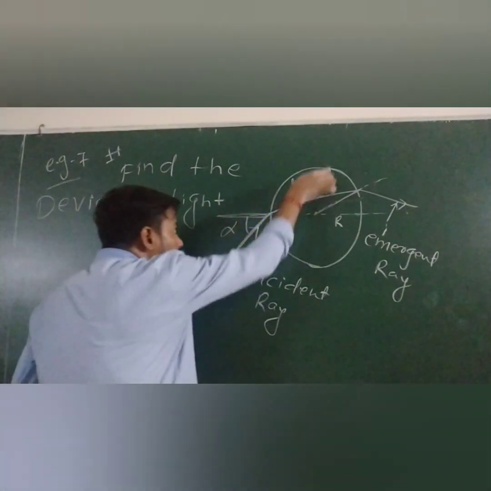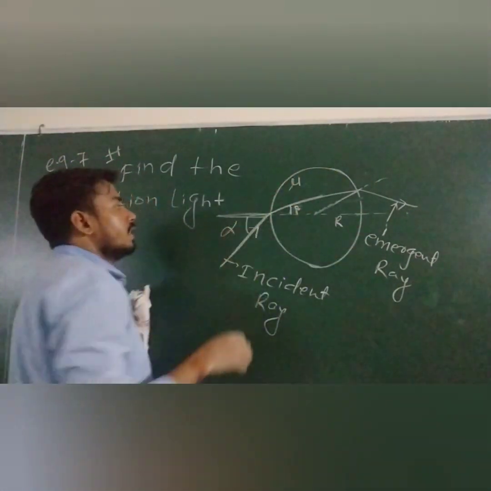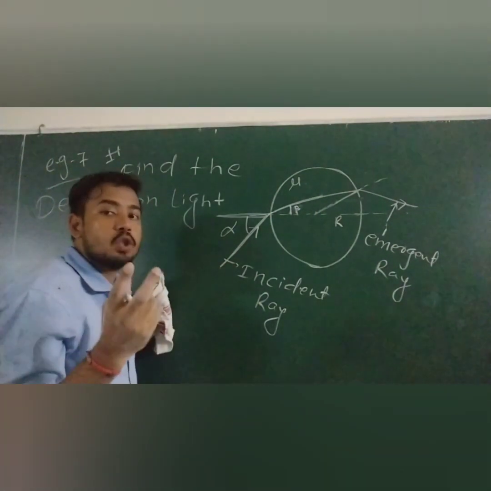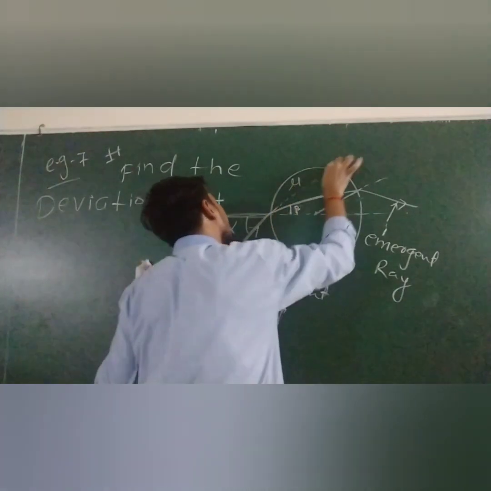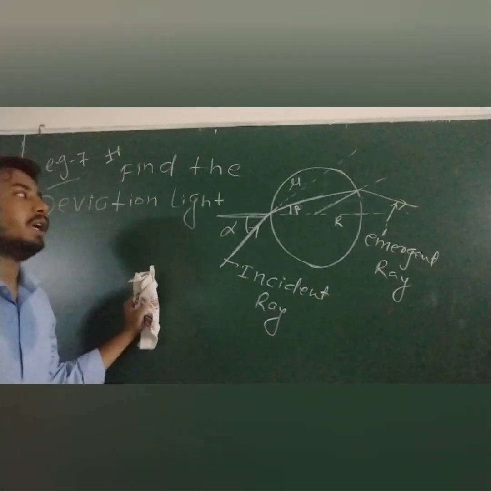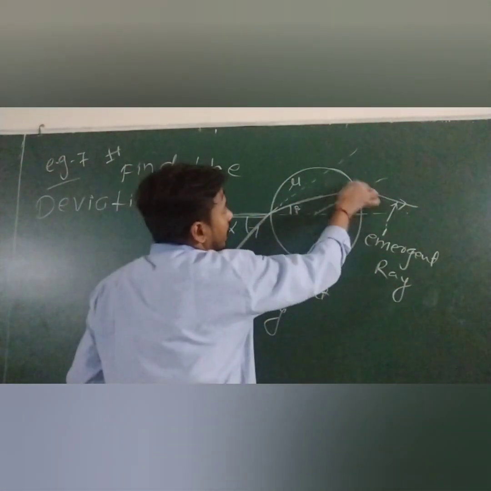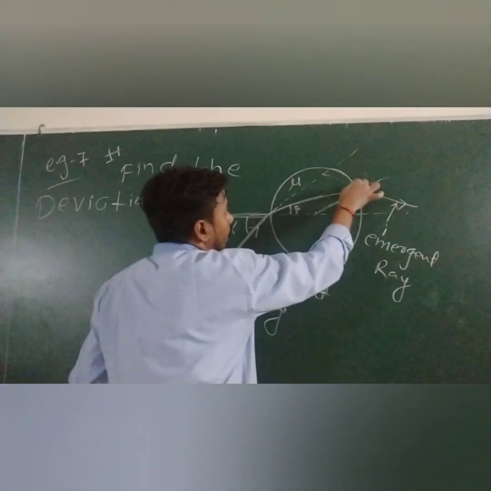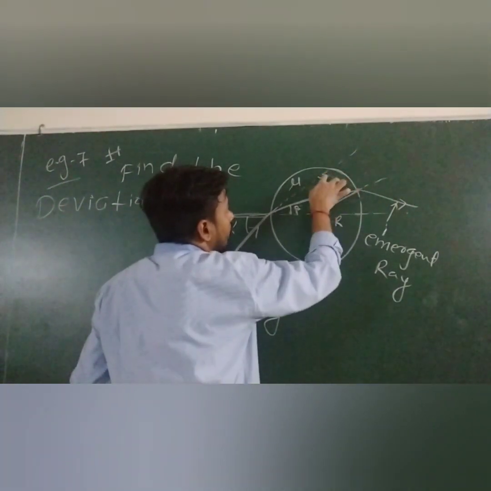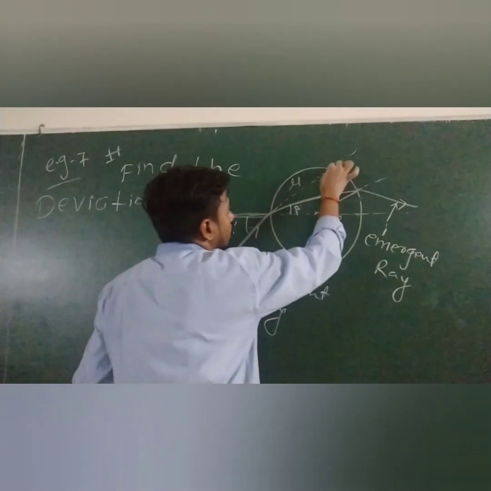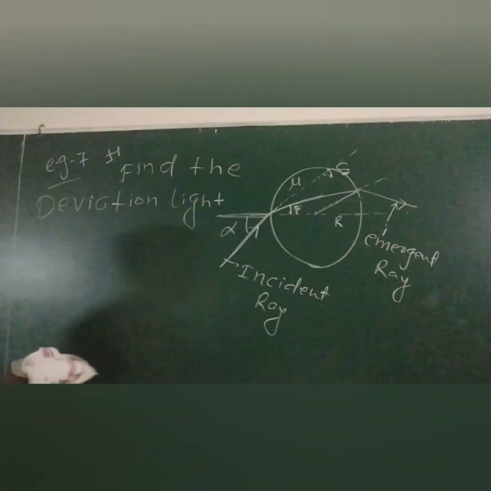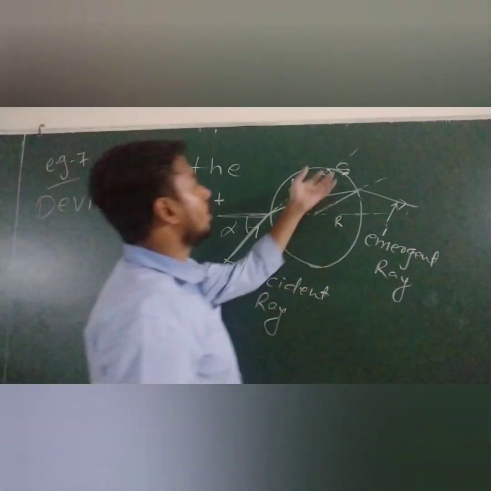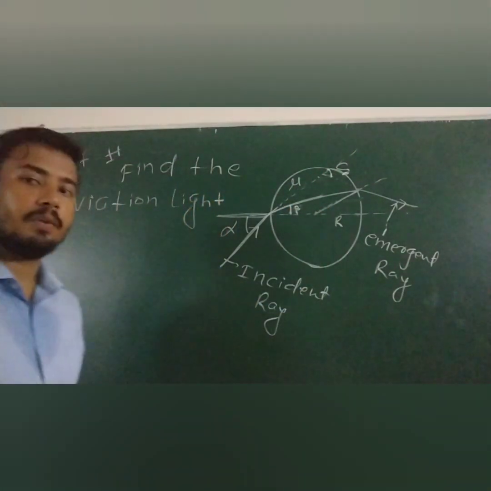So see, suppose this sphere is not present here, then this ray will go like this, right? But because of this sphere, the light bent like this. So this is called deviation. Okay, so we have to find this value. No issue, we can find it very easily.